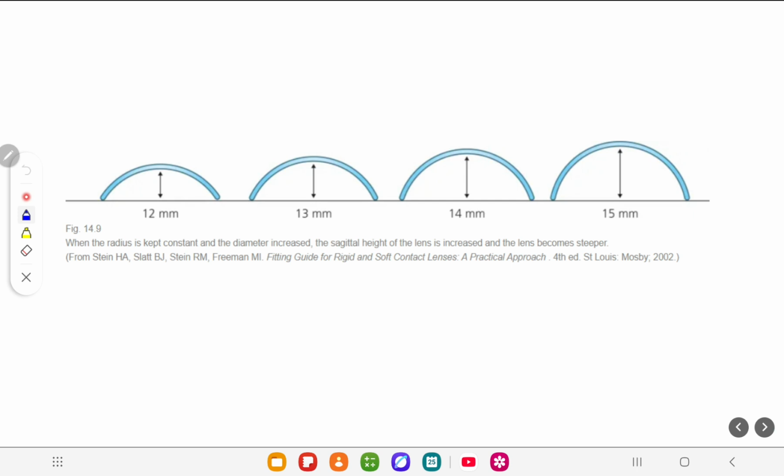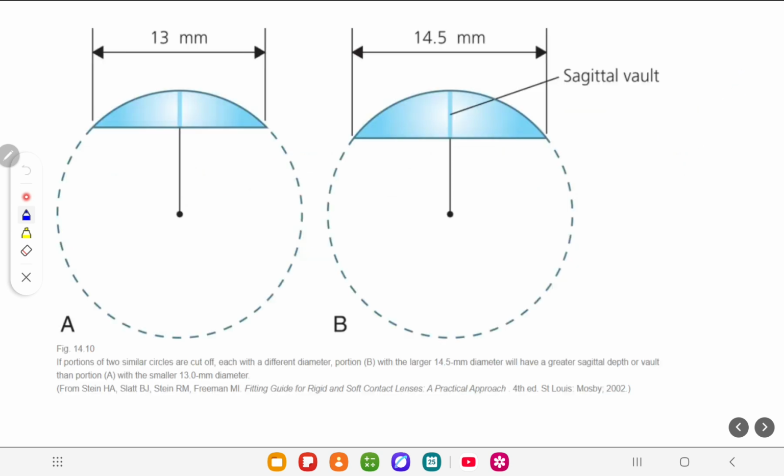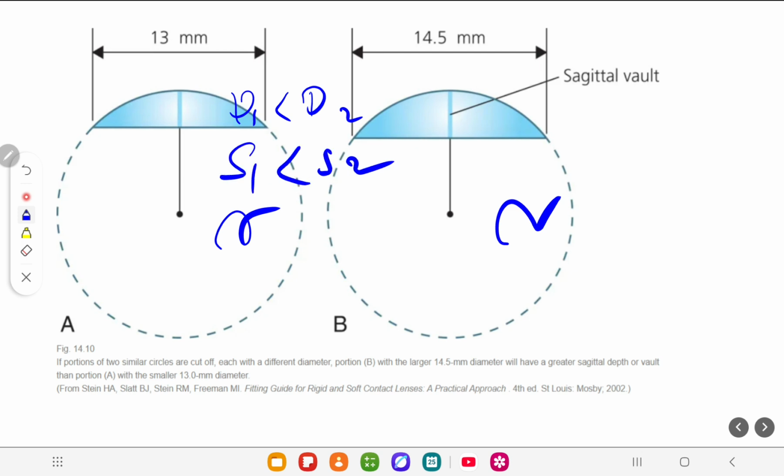Now we keep the radius of curvature constant, but we increase the diameter. As you increase the diameter, the sagittal height increases directly proportionally. Here we keep r constant and we increase d. So basically d2 is larger, and at the same time s2 is larger. So this is larger. It's very simple.